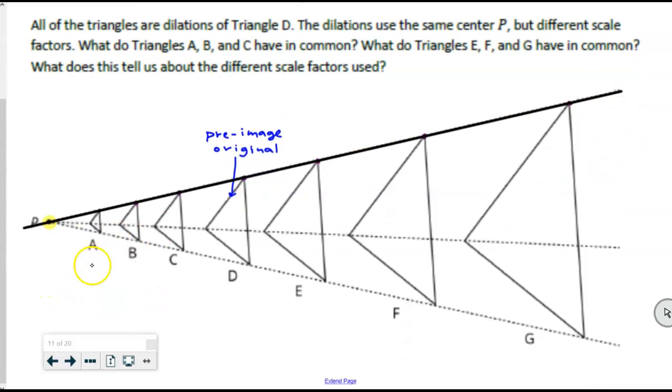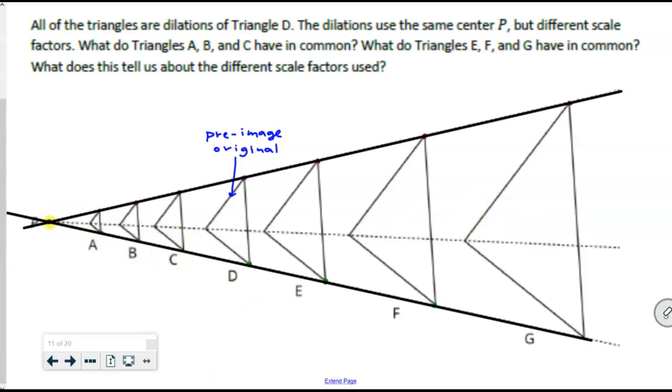And we could do the same thing down here. Let's look at the bottom one. And the bottom one here. And the bottom one here. And even the bottom one here in A. And what do we notice about all of those? They're all on the same line. They're all collinear going back to P.